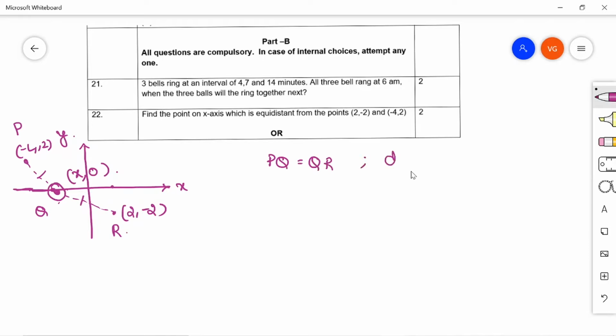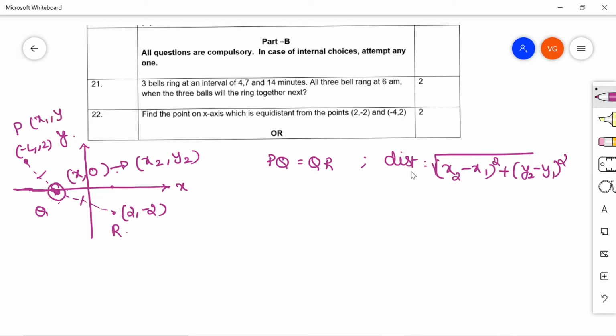So you know the distance formula here is square root of (x2 minus x1) whole square plus (y2 minus y1) whole square. If I am finding the distance between P and Q, let us consider this as x2, y2 and this point as x1, y1. While calculating the distance between Q and R, same, consider Q as x2, y2, R you take it as x1, y1.